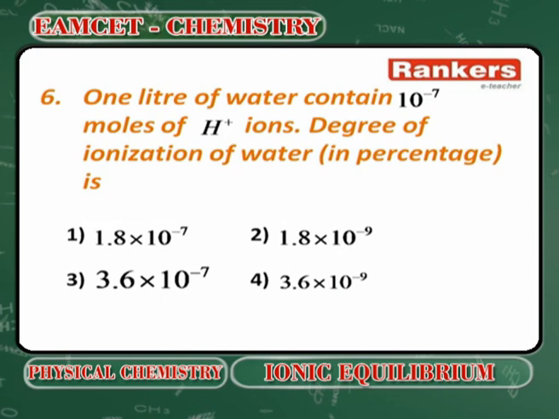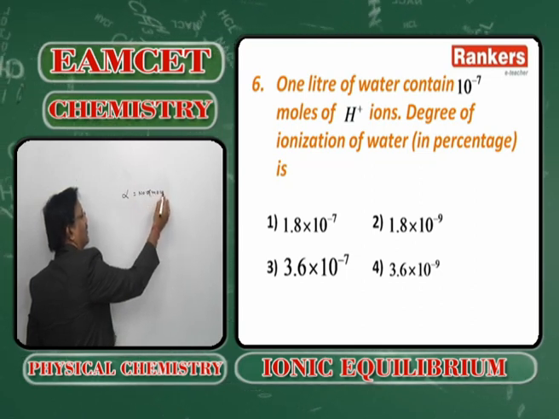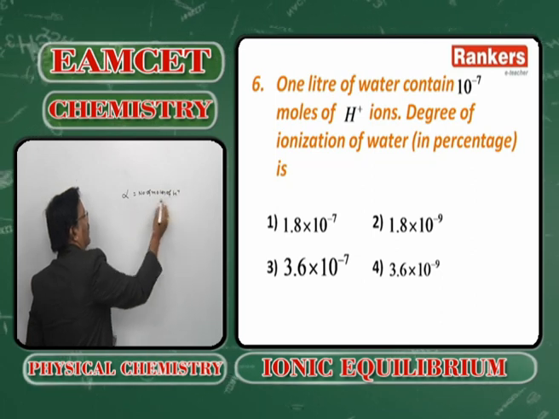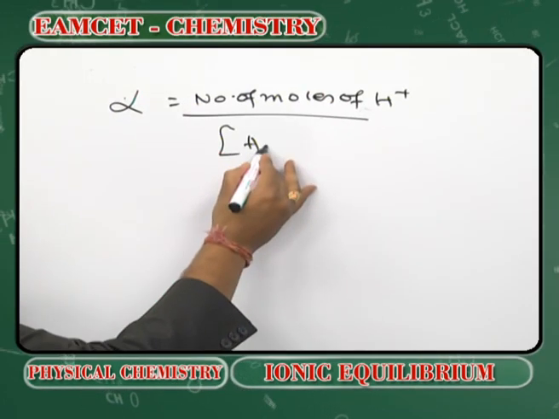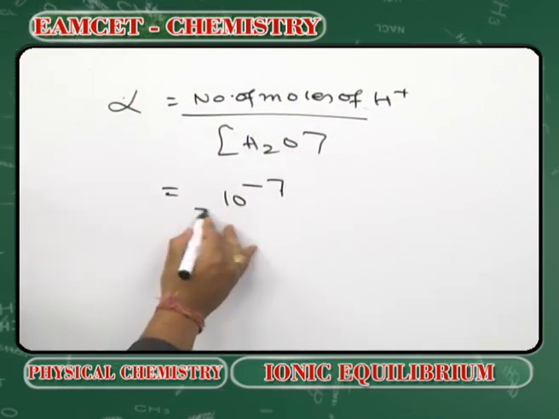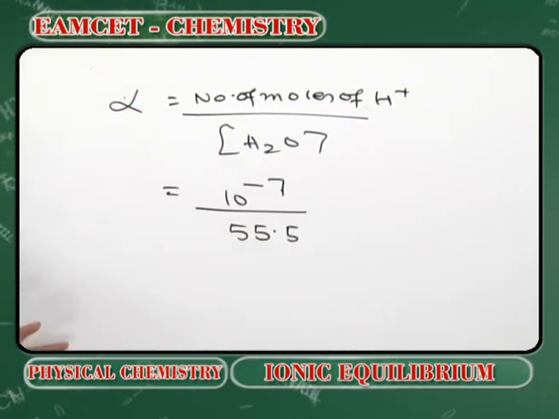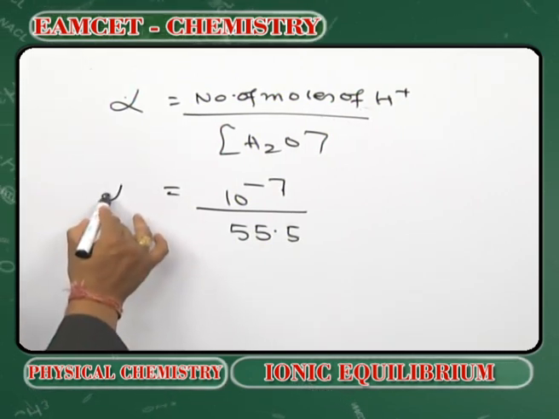1 liter of water contains 10 to the power of minus 7 moles of H plus ions. What is the degree of ionization? Degree of ionization, as I said earlier, alpha is equal to number of moles of H plus ions by initial concentration of the water. What is the number of moles of H plus ions? 10 to the power of minus 7. What is the concentration of water? 55.5, that is 1000 by 18. This will be the alpha value.